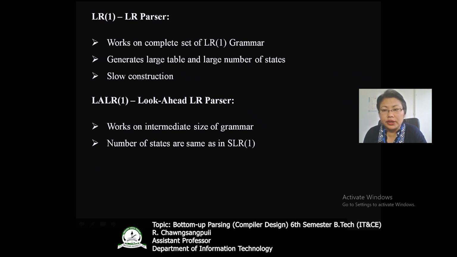The second one is the LR(1) parser. It works on the complete set of LR(1) grammars, generates a large table and a large number of states, and it is very difficult and slower to construct. The third is LALR(1), which stands for look-ahead LR parser. It works on an intermediate size of grammar. The number of states is the same as in SLR.